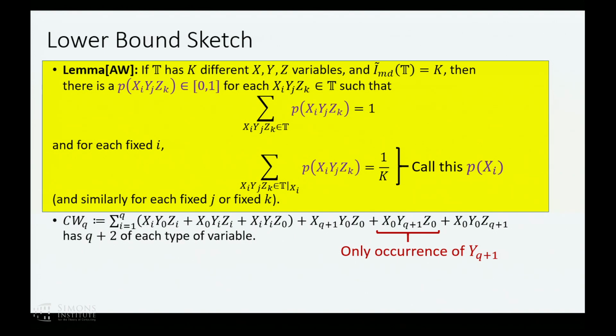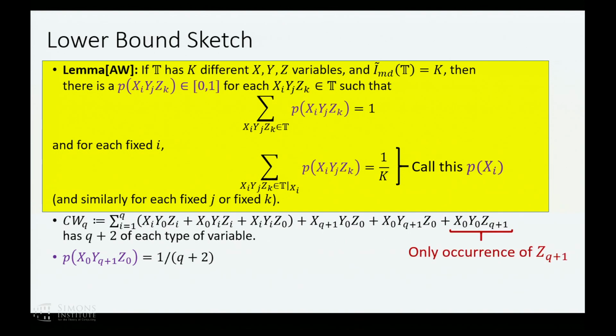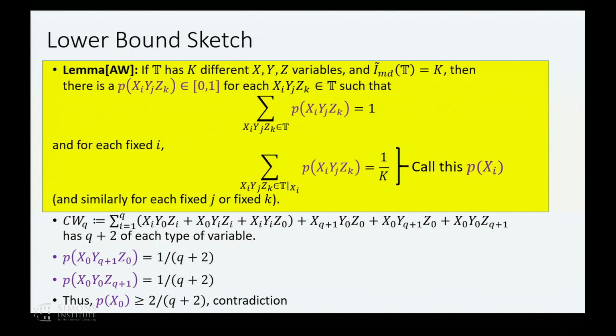So that means we have to assign it probability 1 in q plus 2. And similarly, this last term is the only term in the whole tensor that has zq plus 1 in it. We have to assign it probability 1 in q plus 2. And this is already a problem because both those terms have x0 in it. So we've already assigned too much probability mass to x0. It's very simple to see you can't have this type of probability distribution.